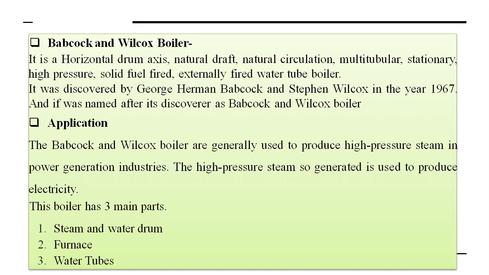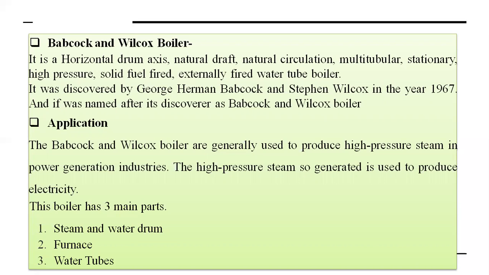The Babcock and Wilcox boiler is a horizontal drum axis, natural draft and natural circulation, multi-tubular, stationary, high pressure steam producing boiler. It is an externally fired water tube boiler. This boiler was discovered by the scientists George Herman Babcock and Stephen Wilcox in the year 1967, and it was named after these two scientists as the Babcock and Wilcox boiler.